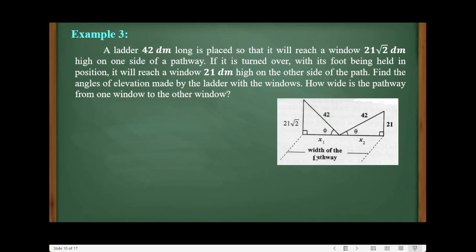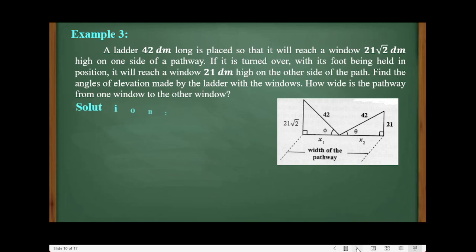Now, to analyze the problem, this is the illustration being described from this problem, okay? So, as you can see, we have two right triangles. Now, the problem is asking for the angles of these two, denoted by theta and P, okay? And of course, how wide is the pathway? So, the width of the pathway is simply the sum of the lengths of the two horizontal legs of the two triangles, denoted by x sub 1 and x sub 2, okay?